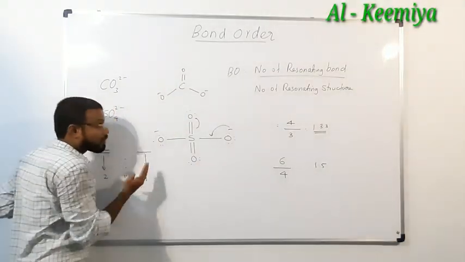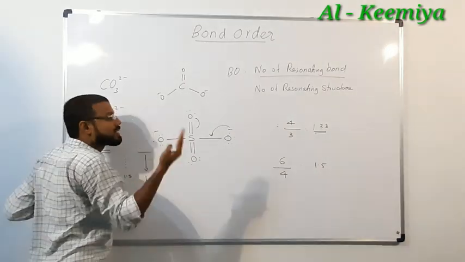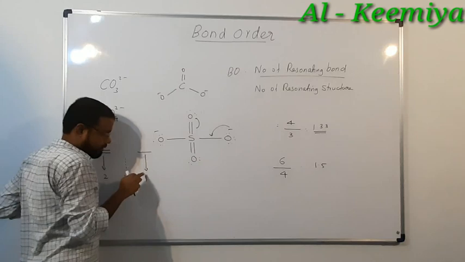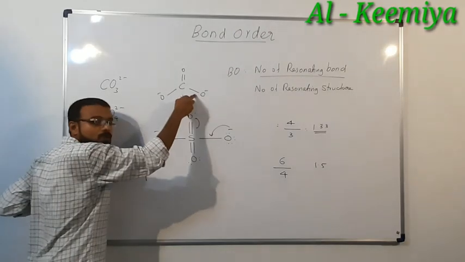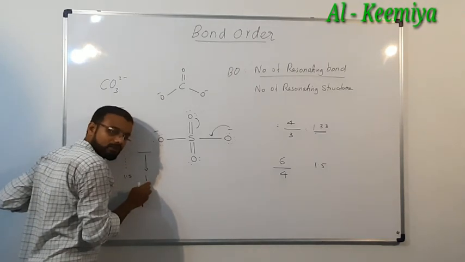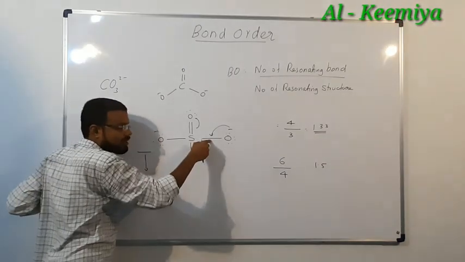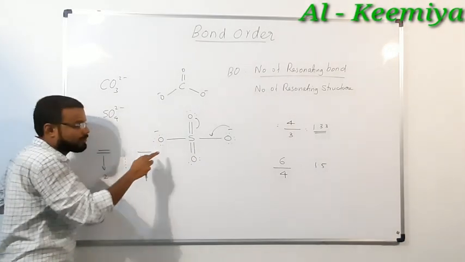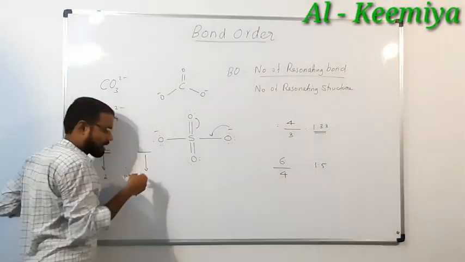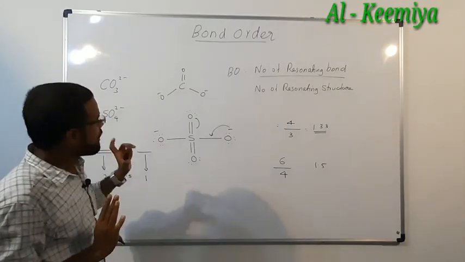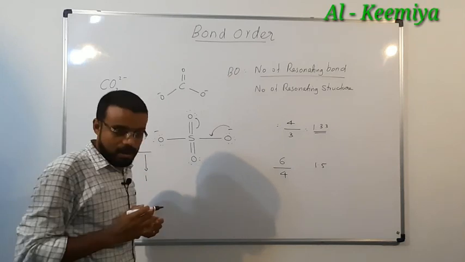It's not equal, so which one will be more? The double is more, so the bond order will be closer to that one. The single bond order is 1, and there are 2 single bonds. So the bond order will be in between 1.5 and 1. In this case, how many single? 2 single, 2 double. So it will be exactly 1.5, because the number of single bonds and double bonds are the same. So that is in the case of sulfate ion and carbonate ion.